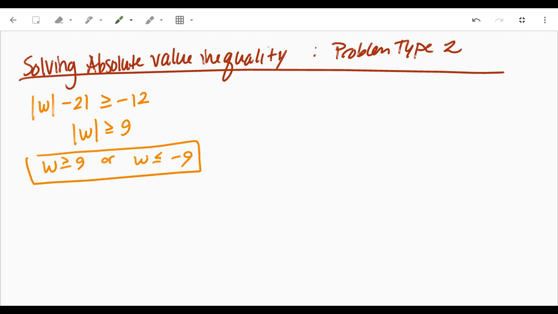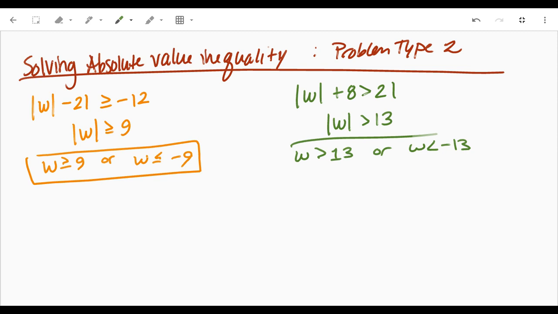Yeah, they're not going to have any real tricky ones in here. So the next one is the absolute value of W plus 8 is greater than 21. So W absolute value is greater than 13. So either W is greater than 13 or W is less than -13. Okay, remember you just flip the sign and change it.